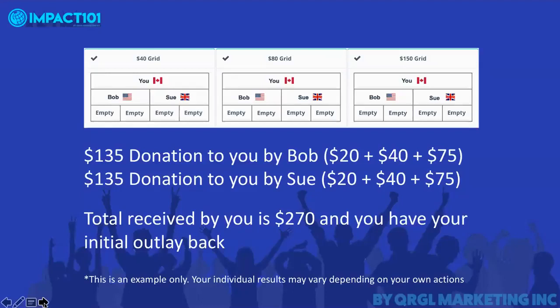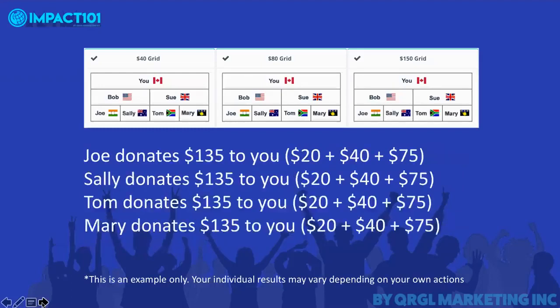So you've invited 2 people who did what you did, and you've now received 2 donations of $135 for a total of $270. You've now got your $270 initial outlay back, and you're at a break-even point. And it happened quick because you let the tools do the work for you. So now you help Bob and Sue do the same thing.